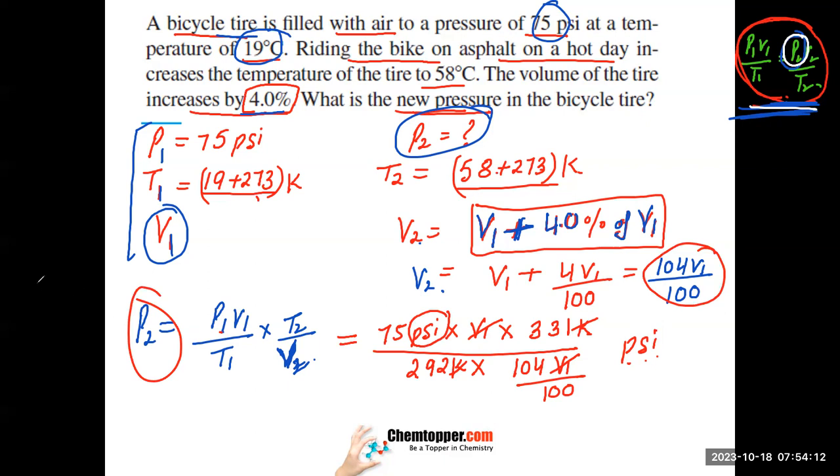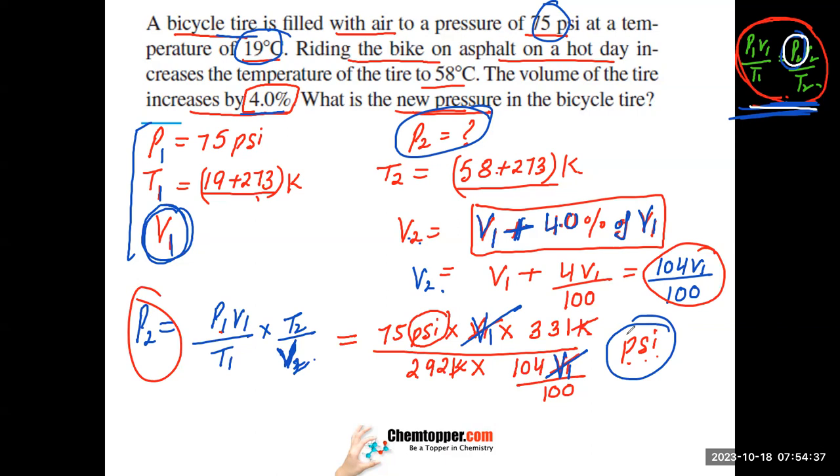Can you see V1 is not interfering now? V1 was not known to me, so I plugged it in as such. V2 also I derived in terms of V1. This V1 cancelled, so there is no V1. And then you can calculate the answer and the answer will come in PSI.